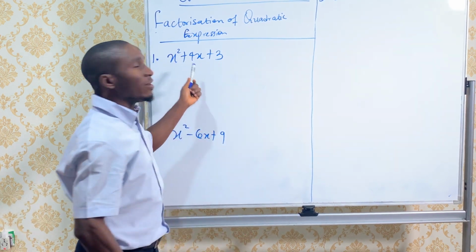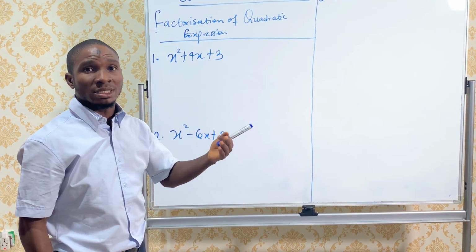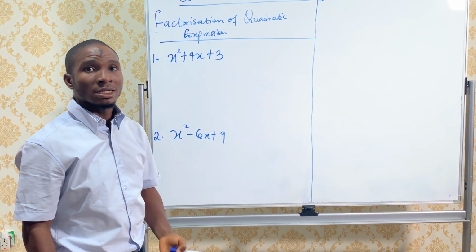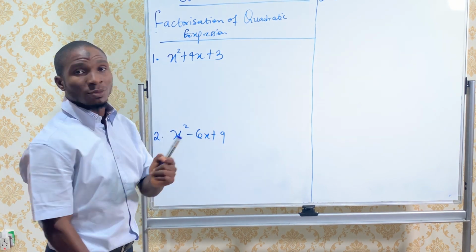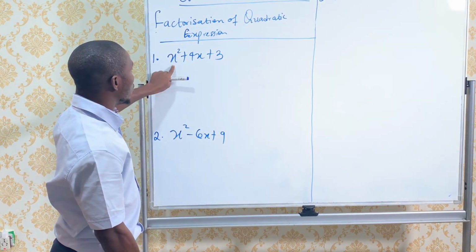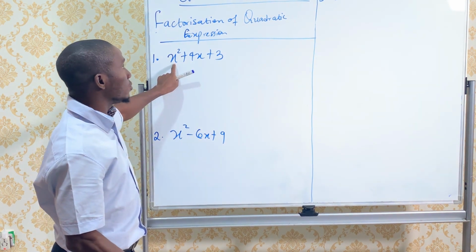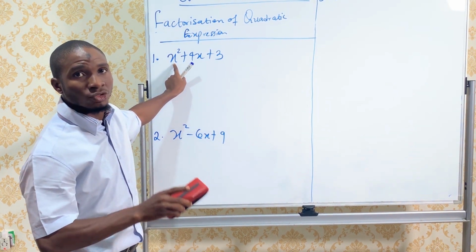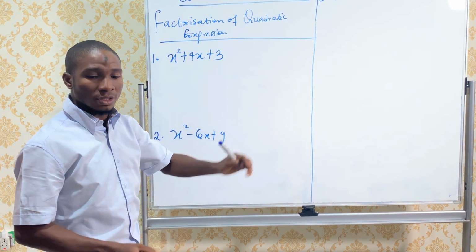However, the highest power of the unknown can sometimes be more than 2. It can be 3, 4, 5, or 6, and that's what we call a polynomial expression or equation. Now, this is a quadratic expression just because the highest power of the unknown, in this case x, is 2. The highest power of the unknown cannot exceed 2 and cannot be less than 2. And this is the meaning of a quadratic expression or equation.